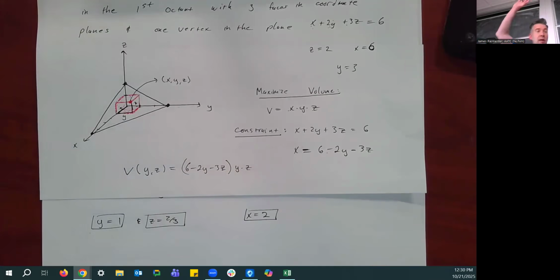If you had some other plane that was cutting the x, y, z axes in the same sort of way, and you're looking for a box in the first octant, it would probably be exactly that x was a third of the x-intercept, y was a third of the y-intercept, and z was a third of the z-intercept.